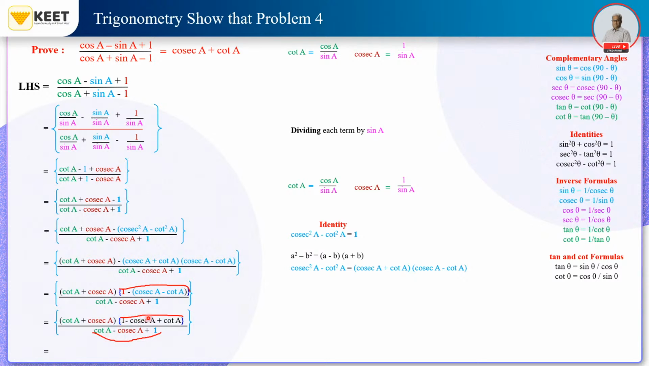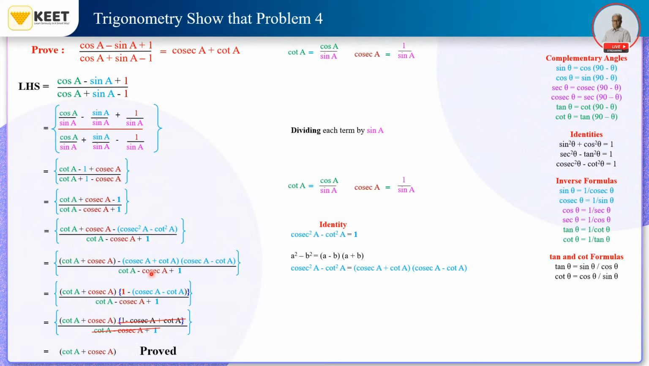So this numerator, which is capped by the red line, and the denominator, they will get cancelled. So on cancellation, what remains is cot A plus cosec A. So that will be written down now here, cot A plus cosec A. Now this is your right hand side, cosec A plus cot A. Thus we have proved that the left hand side is equal to right hand side.